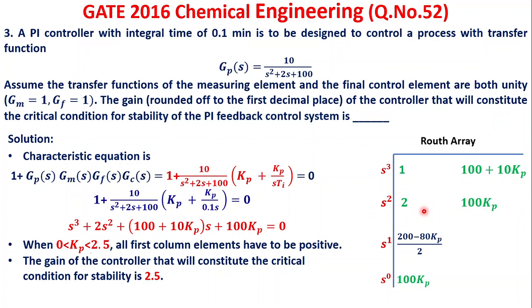Imaginary roots means sustained oscillations, frequency of sustained oscillations, that's all. So finally, a problem on PI controller boils down to a problem on Routh array. See how simple it is.